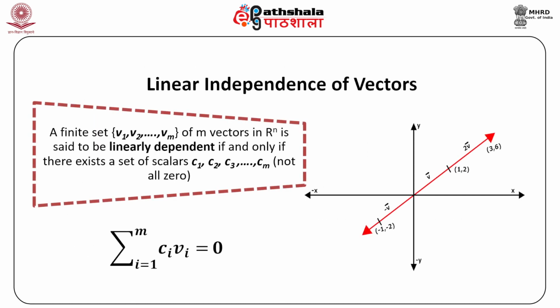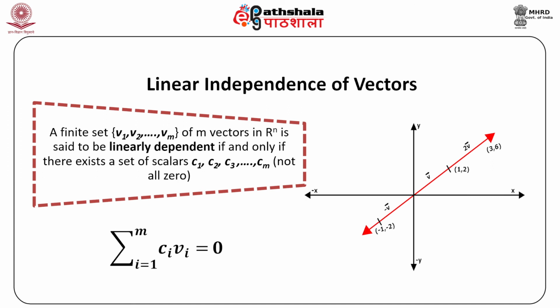Equivalently, a finite set {v1, v2, ..., vm} of m vectors in Rn is said to be linearly dependent if and only if there exists a set of scalars c1, c2, c3, right up to cm, not all 0, such that the summation over i from 1 to m of ci vi is equal to 0. This is denoted by equation 1, where 0 represents the null vector of Rm. On the other hand, if 1 holds only when ci is equal to 0 for all i equal to 1, 2, 3, right up to m, then the vectors are said to be linearly independent.